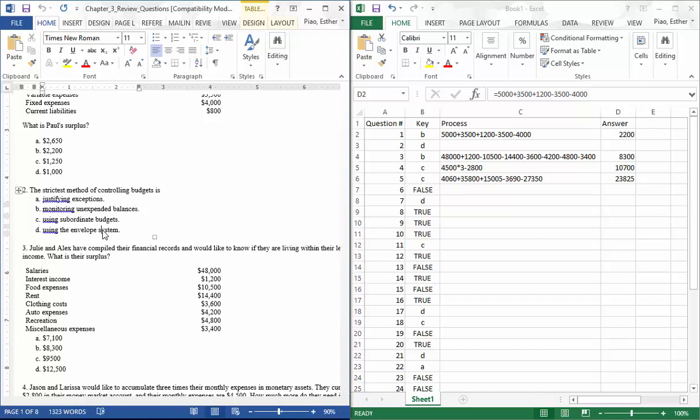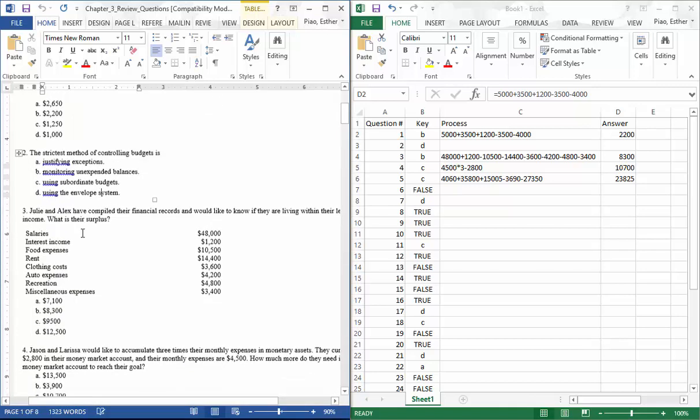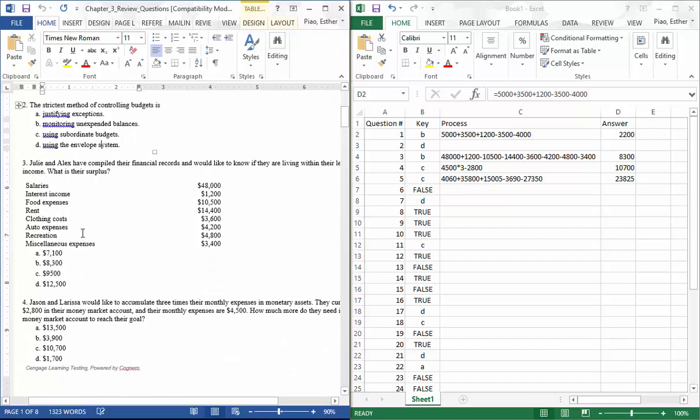You do not go out and grab money from other pockets. Once you spend it, you're finished with that particular budget category. Therefore, it's considered the strictest method of controlling a budget. Of course, the envelope here is more of a parable. It could be a separate bank account at a different bank branch. So this is the strictest method of controlling a budget.